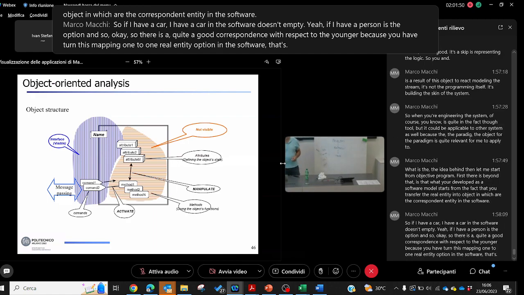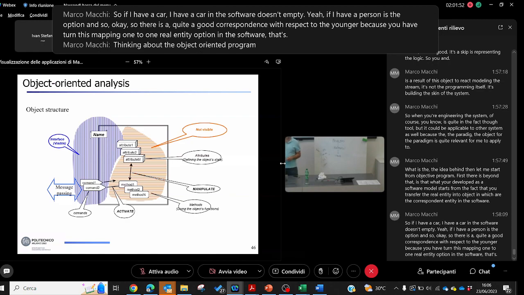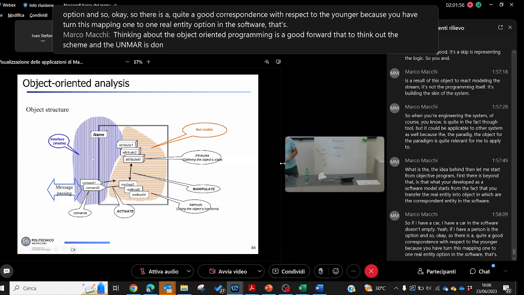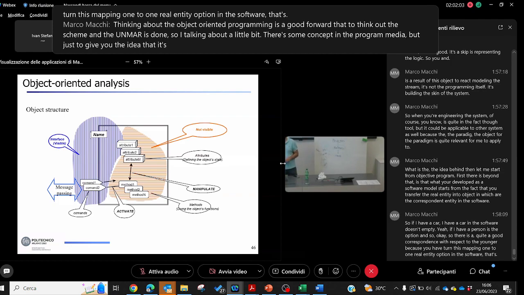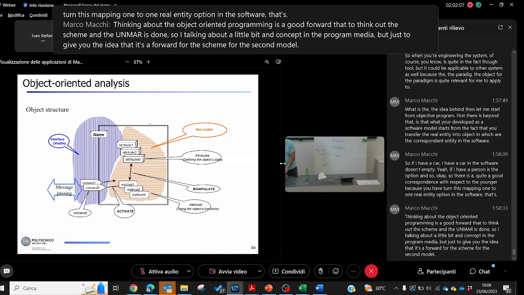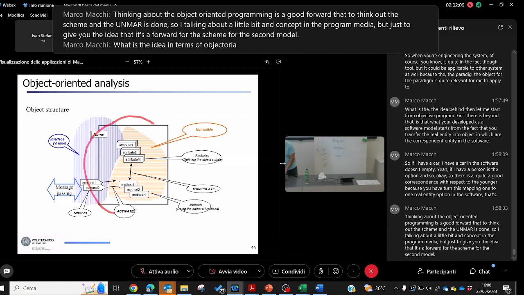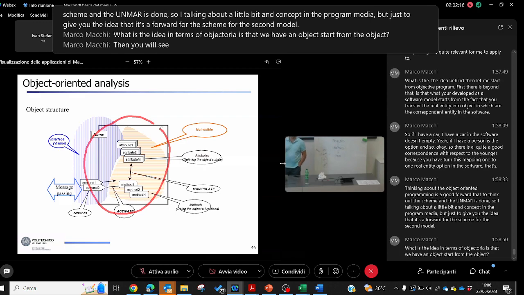Thinking about object-oriented programming is a good forward to think how the scheme in the UML is done. So I talk a little bit about some concepts in programming, but just to give you the idea that it is a forward for the scheme, for the conceptual models. What is the idea in terms of object-oriented? That we have an object, we start from the object consideration. Then you will see that I will talk about classes of objects, but that is another consideration for later.